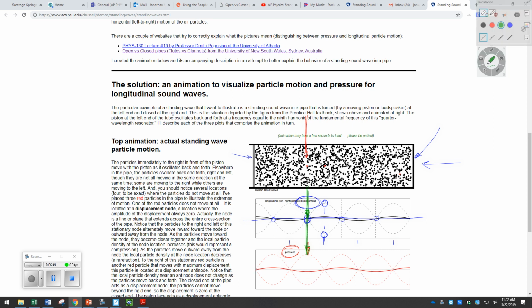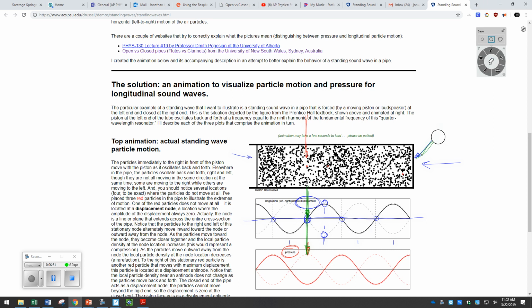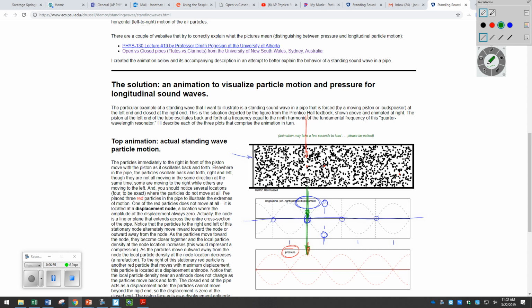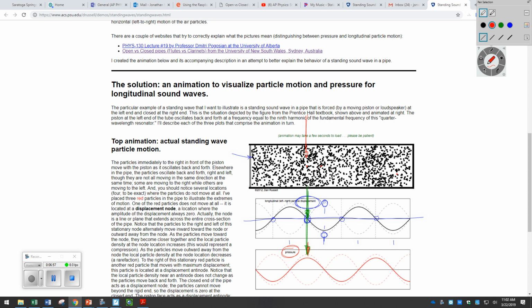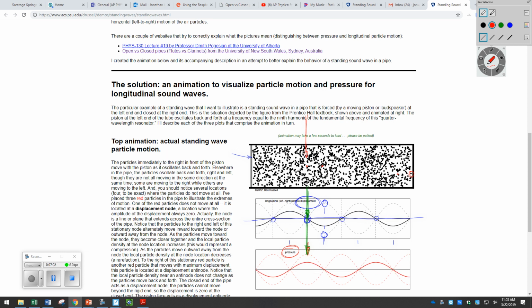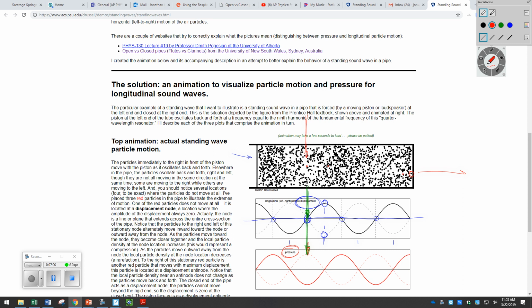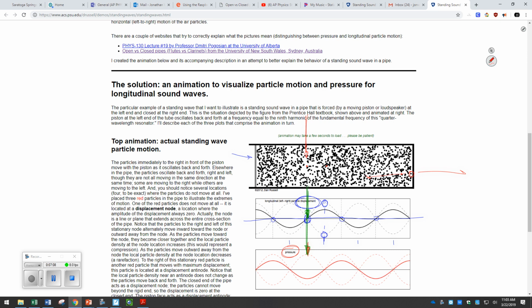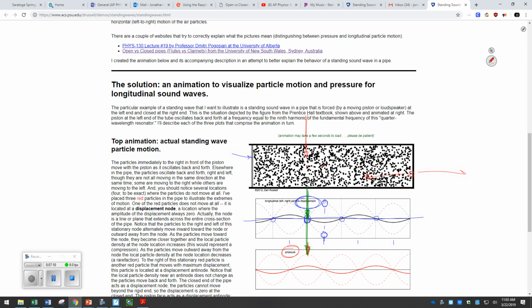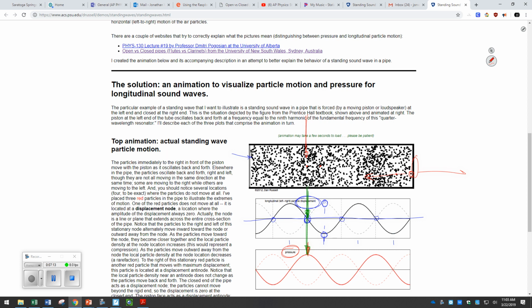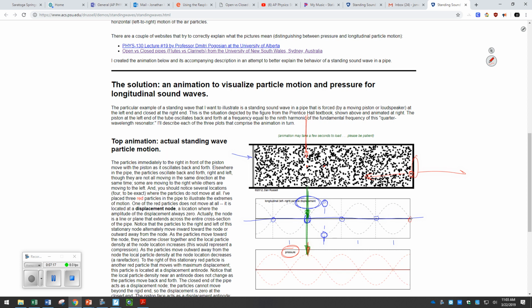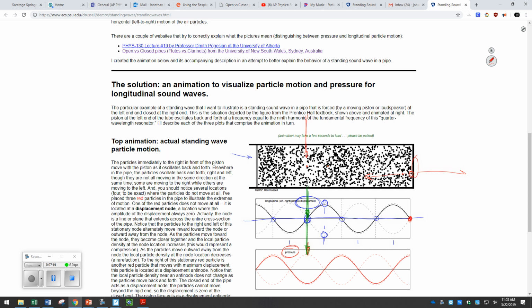I like looking at this walled off end. A particle at the very end here can't move because it's got nowhere to go this way. It can't be pushed through the wall. And it won't move this way because if it did, it would leave nothing behind it. Nothing's called a vacuum, and nature hates a vacuum. So those particles can't move at all. They don't displace at all from equilibrium.